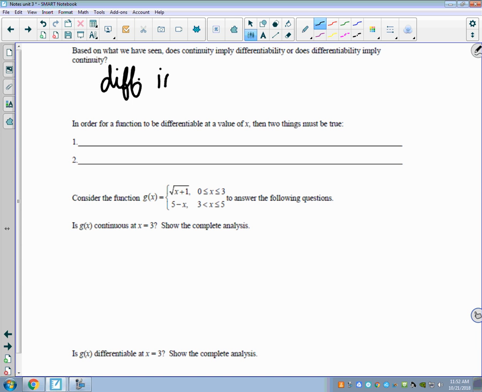So we can say that differentiability implies continuity. What this means is if a problem tells you that a function is differentiable, you also know it's continuous. It implies continuity, because it can only be differentiable if it's continuous, and as we saw, just because it's continuous doesn't mean it's differentiable.